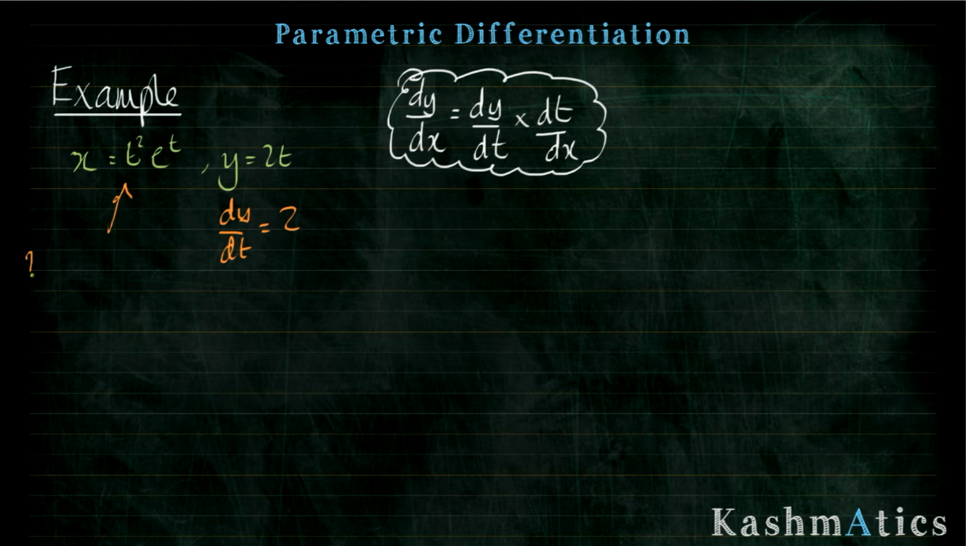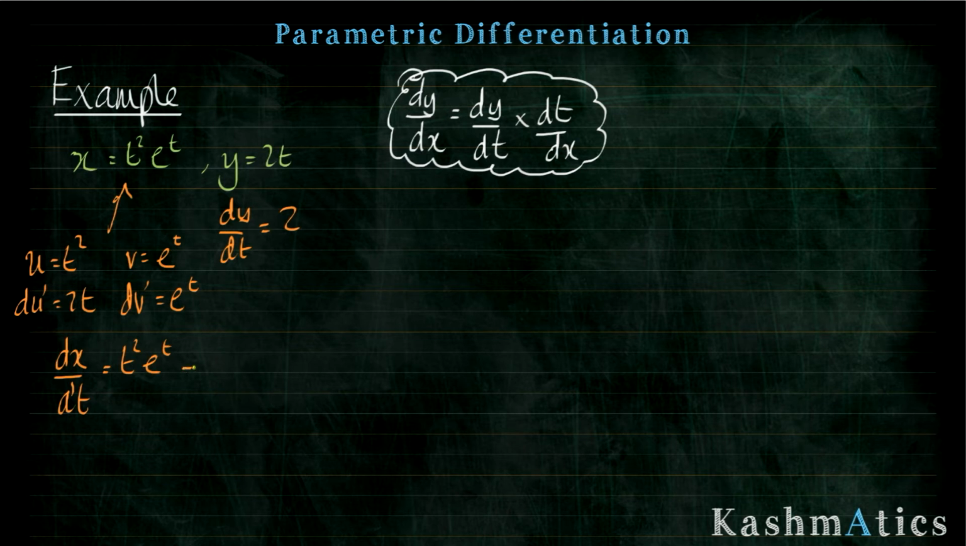So if we say let u equal t squared, and let v equal e to the power t, du would equal 2t, and dv is equal to e to the power t. Now remember, it is v du plus u dv for the product rule. So dx by dt would equal u dv, so t squared e to the power t, plus v du, which is 2t e to the power t. Okay, so that's dx by dt.